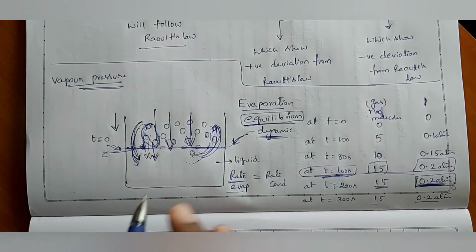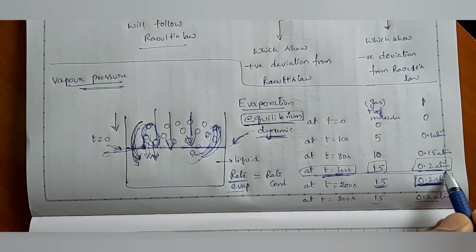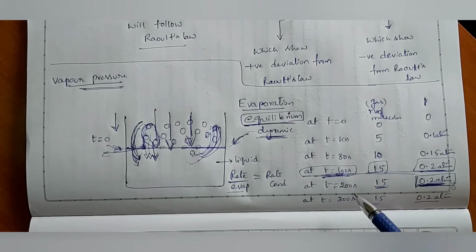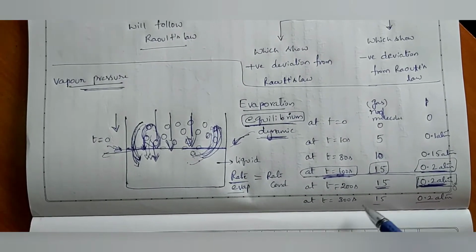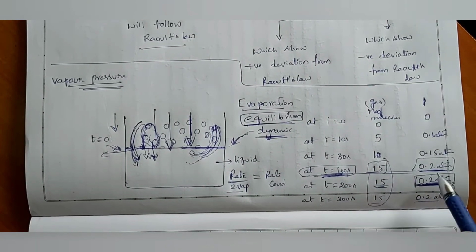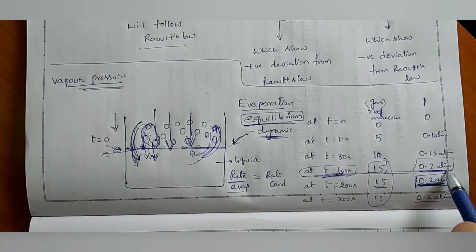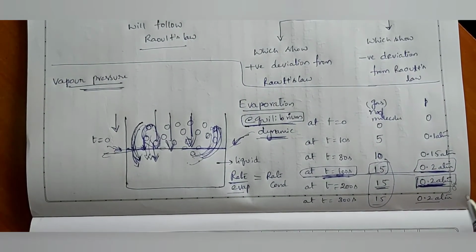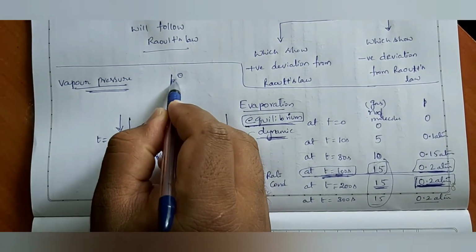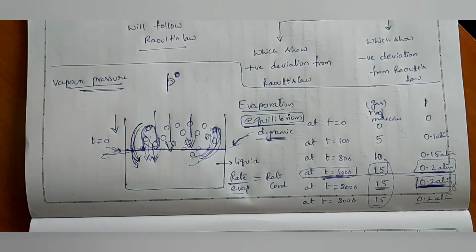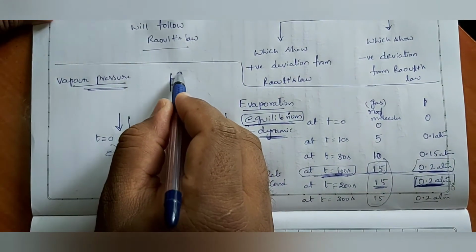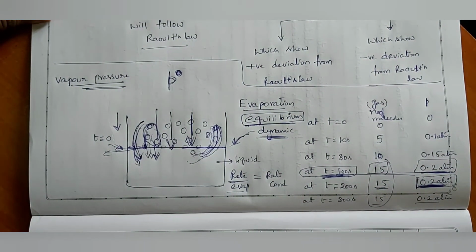For your understanding, I am telling what the vapor pressure of water is. Here I considered that after 100 seconds, whatever the time is, the pressure is not changed. That means at equilibrium, the pressure maintained is called the vapor pressure of water. Vapor pressure of a pure component is represented by P0. It depends on temperature.